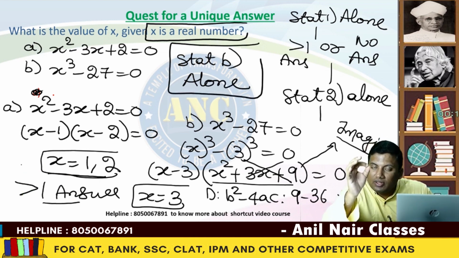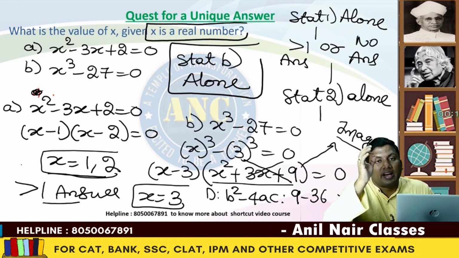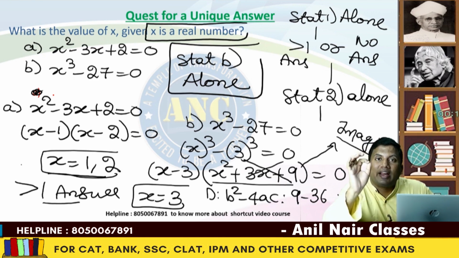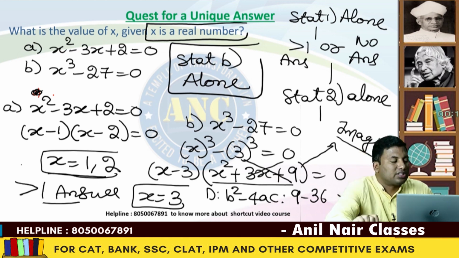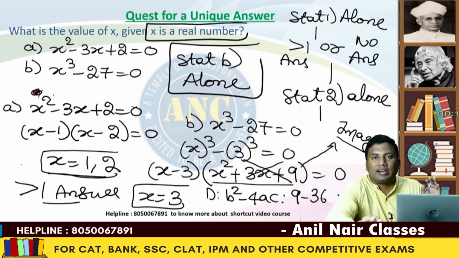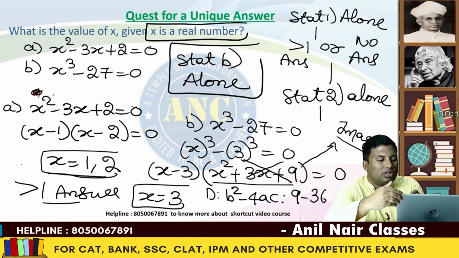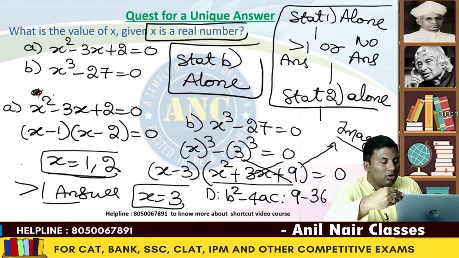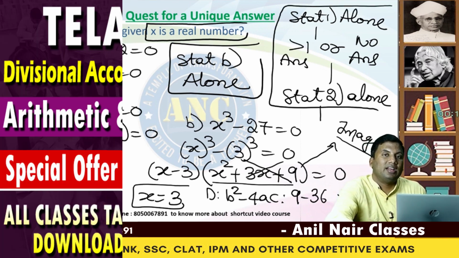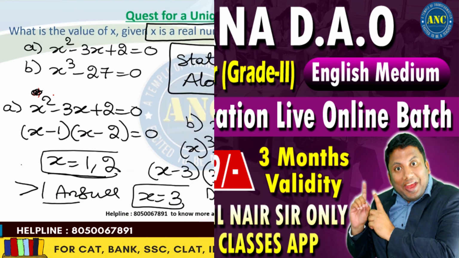First I will start with statement 1 alone. Second, I will go to statement 2 alone only if I get greater than one answer or no answer. X square minus 3x plus 2 is 0, that means x is 1 comma 2. I got two answers. I want uniqueness. I want to definitely say that x will take only one value. I got more than one value. So then I went to statement 2 alone. X cube minus 27 is 0. X cube minus 3 cube is 0.